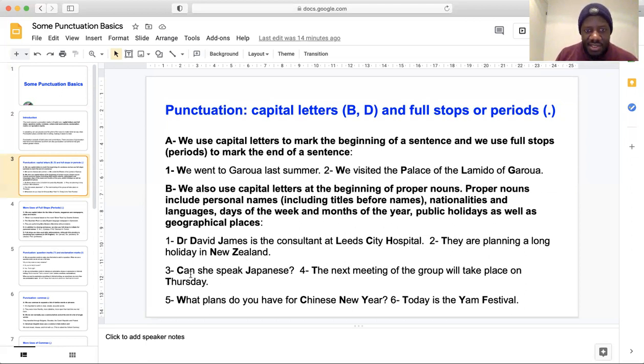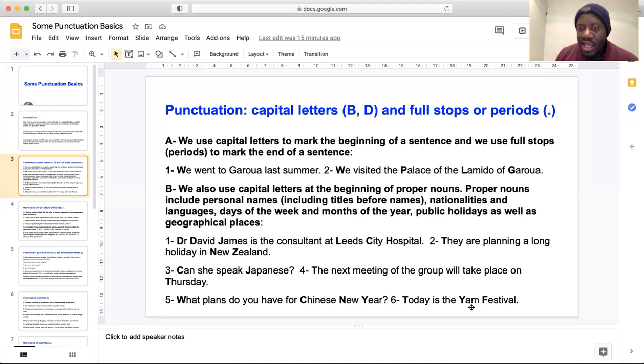Capital letter at the beginning of this question, Japanese, name of a language, and a question mark because it is a question. The next meeting of the group will take place on Thursday. The capital T, beginning of a sentence, Thursday, name of a day, capital T, full stop at the end. What plans do you have for the Chinese New Year? What? Capital W, Chinese, capital C, New, capital N, capital Y.